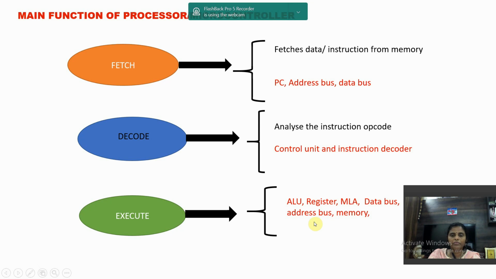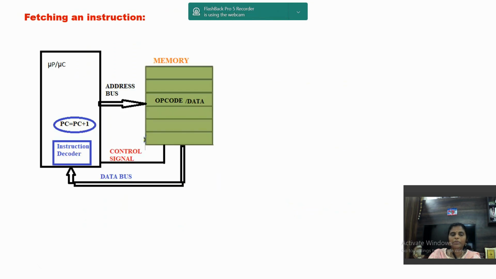So there are three main functions of a processor. One is fetch, next is decode, next one is execute. We will see all this in detail by analyzing the architecture of ARM7. So what do you mean by fetching an instruction? Fetching an instruction means fetching an opcode or data from the memory. Either we can fetch an opcode or data from a memory. What is an opcode? Opcode is operation code.